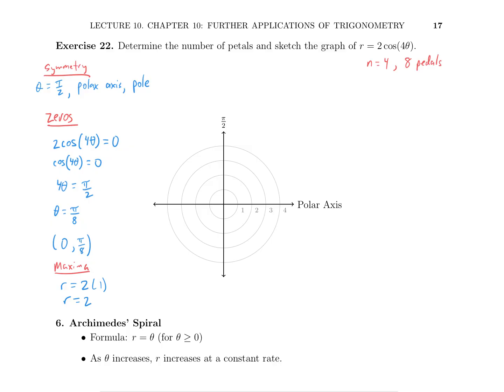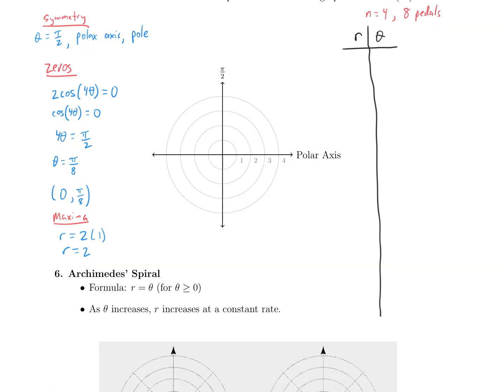Now it's time to plot our points. So let's go to our table. Let's construct a table, r theta. This time I'm not going to do the r comma theta because it's just too much writing. It's up to you if you want to. If it helps you, then definitely you should. If it doesn't really help, then you don't really need it.